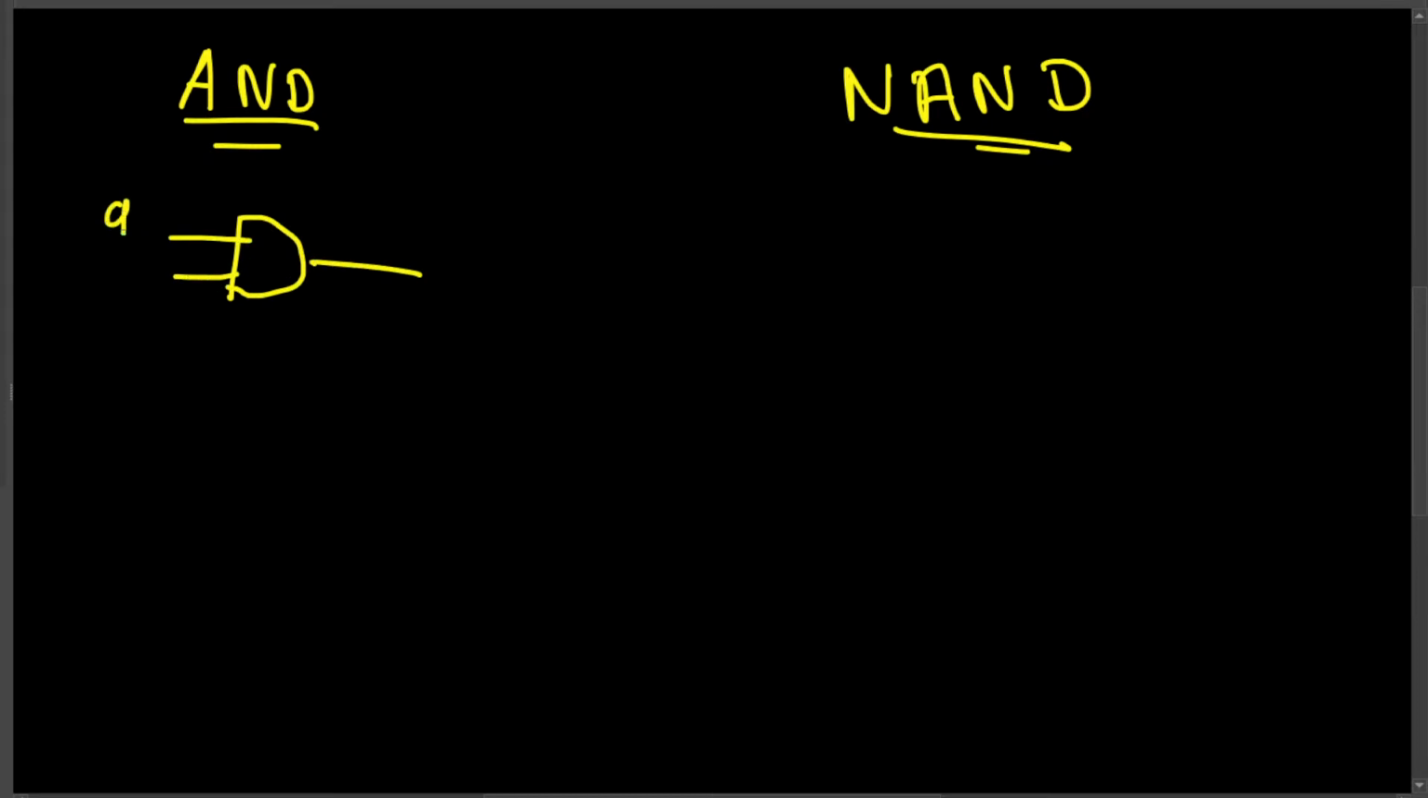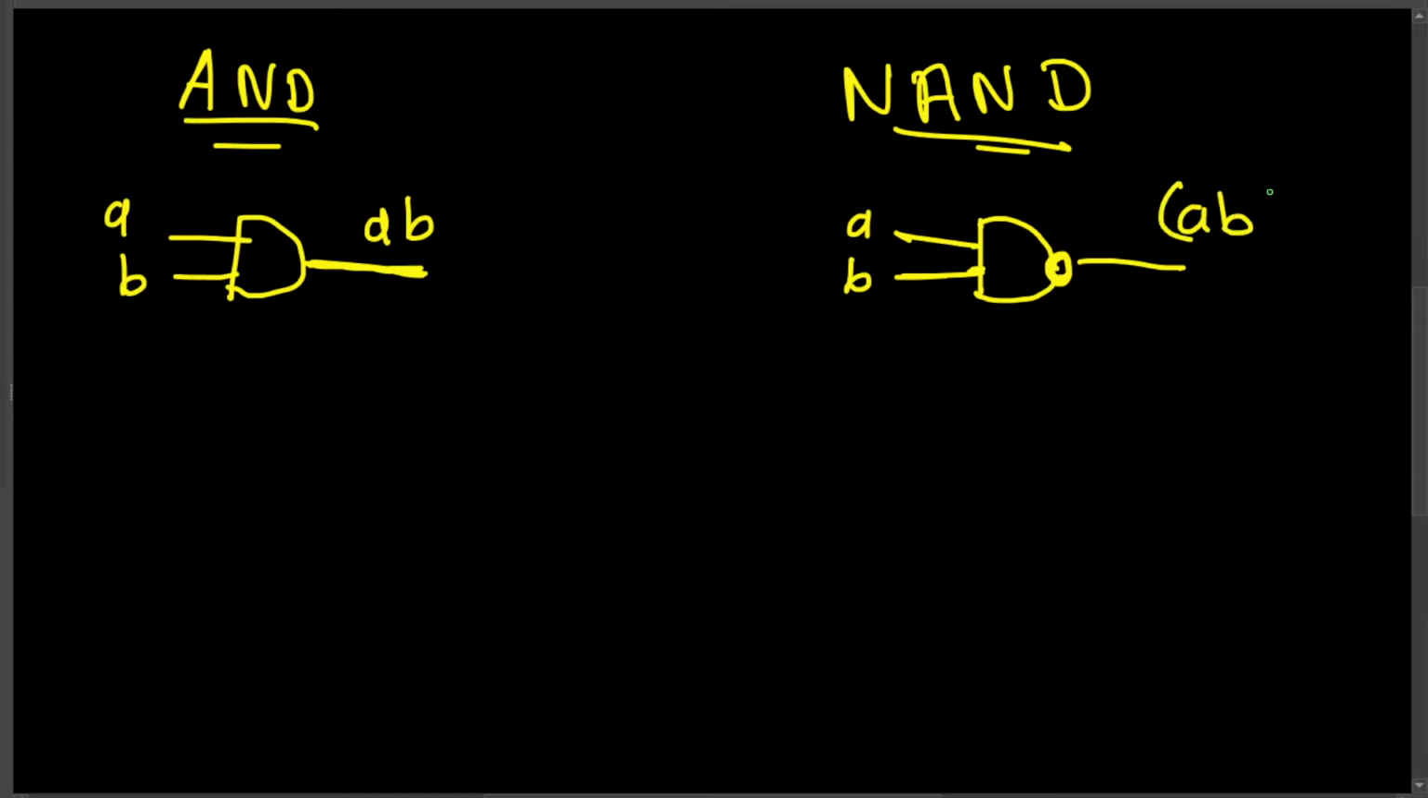If you have input A, B, the output is going to be AB. In the NAND gate, the difference in design is that there will be a NOT gate attached to it, so you will see a round shape like this. If you put input A and B, then you're going to get AB prime. That's the complement of this one. You can see the difference.